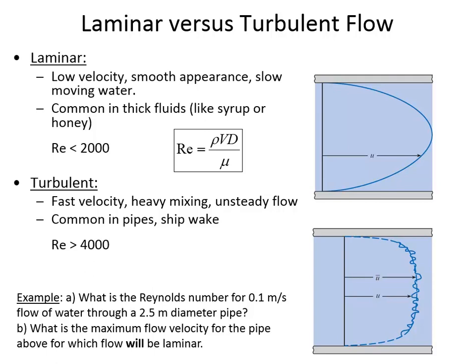All right, part B of this example is what's the maximum flow velocity that you could have in order to see laminar conditions. If 0.1 meters per second was too fast, that gave us turbulent flow. And by the way, that's not a very fast velocity. Think about 0.1 meters per second. I mean, that's 10 centimeters per second. If you were walking 10 centimeters per second, that's a pretty slow pace.